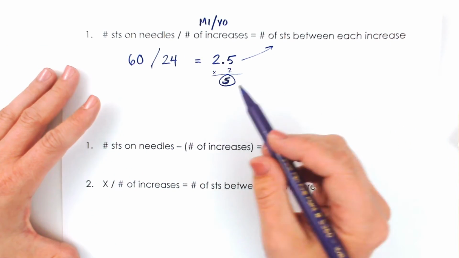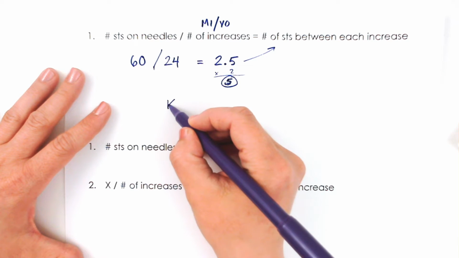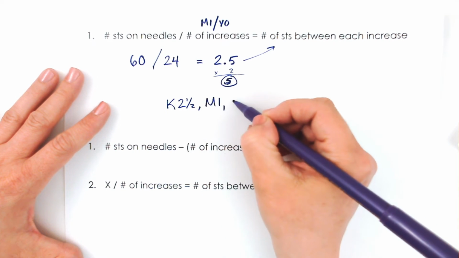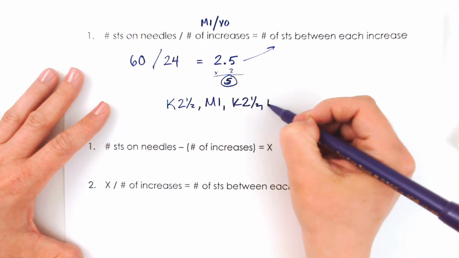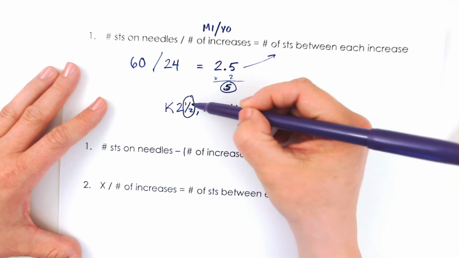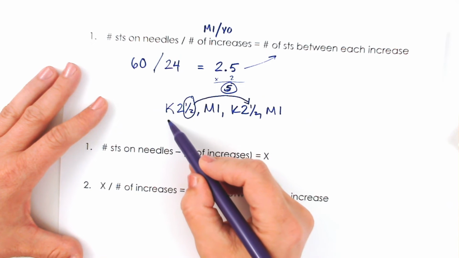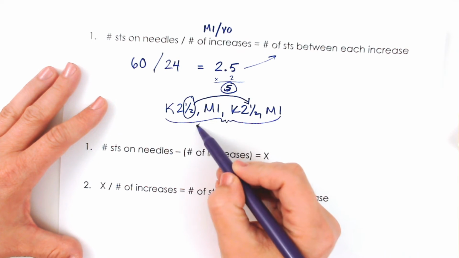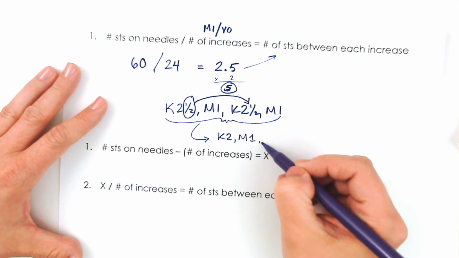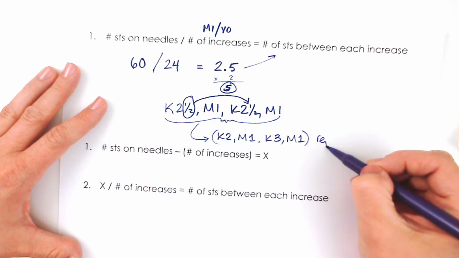So what I mean by writing it out is doing something like this, where you take knit 2.5, make 1, knit 2.5, make 1. So you can't knit a half a stitch, but what you can do is take this half of a stitch and add it to this number here. And then this whole piece turns into knit 2, make 1, knit 3, make 1. And that's what you would repeat across.